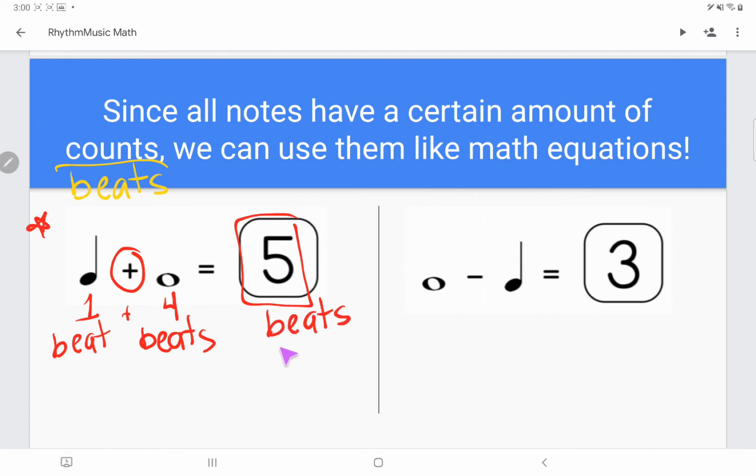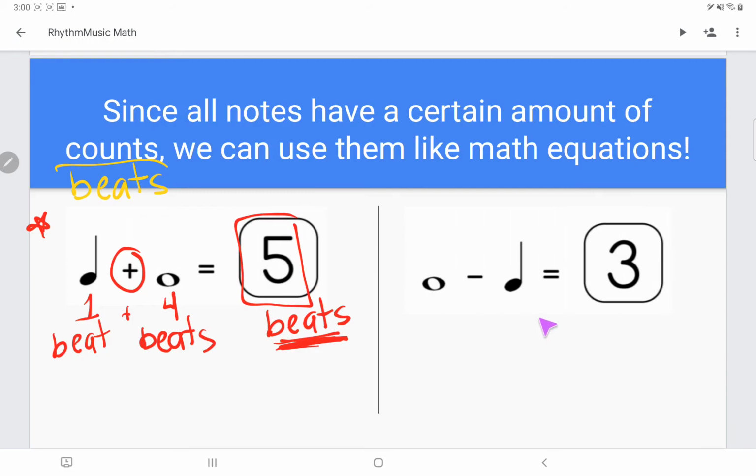This person didn't write the word beats in, but we, remember, always want to make sure that we do that, because if we don't, people don't really know what we're talking about, especially people that have never done music before. So make sure that you're always writing in that word beats so that we know we're talking about music.